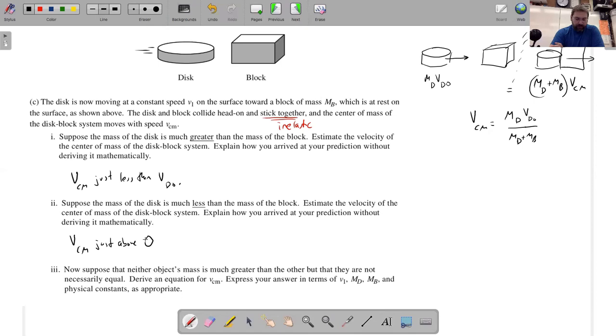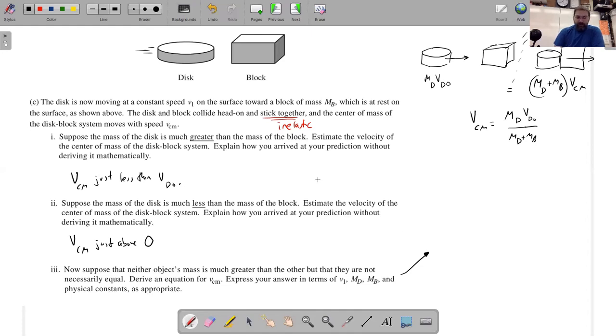Now suppose that neither object's mass is much greater than the other, but they're not necessarily equal. Derive a velocity for v sub cm. Express your answer in terms of v1, m sub d, m sub b, and physical constants as appropriate. So that's the derivation that I did. And there's no reason why you can't do that derivation in advance in order to help you understand the concept, but that derivation has nothing to do with the explanation.